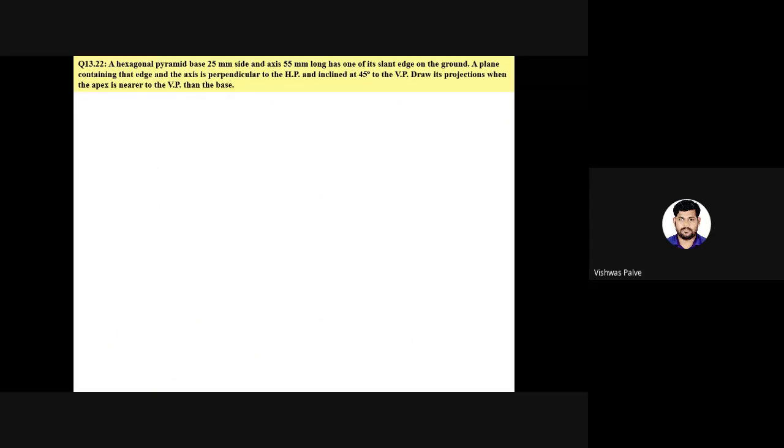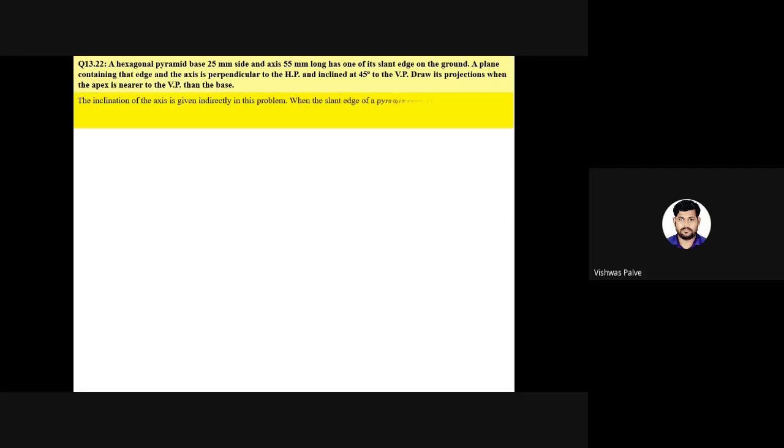So let us take the next numerical. Now in this, you have to first read the problem thoroughly. A hexagonal pyramid, base 25 mm. The object is a hexagonal pyramid with base 25 mm and axis length 55 mm. It has one of its slant edges on the ground. A plane containing that edge and the axis is perpendicular to HP and inclined at 45 degree to VP. Draw its projection when the apex is nearer to VP than the base.